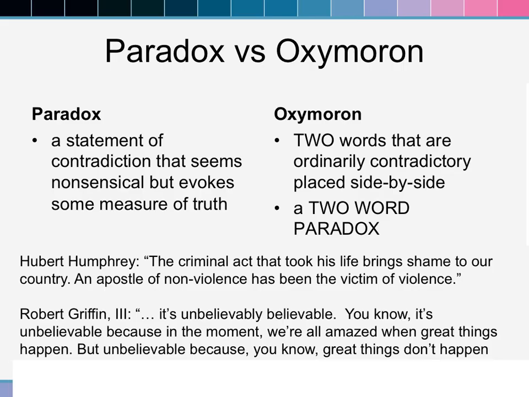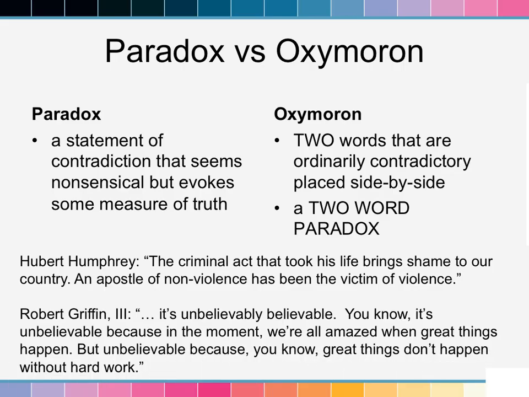Here we have Robert Griffin. Now, in this example, he is speaking about when he won the Heisman Trophy. And he said, "It's unbelievably believable." You know, it's unbelievable because in the moment, we're all amazed when great things happen. But believable because great things don't happen without hard work. This is an oxymoron because when you look at it and you see what are these two things that are placed together, here we have unbelievably believable side by side.